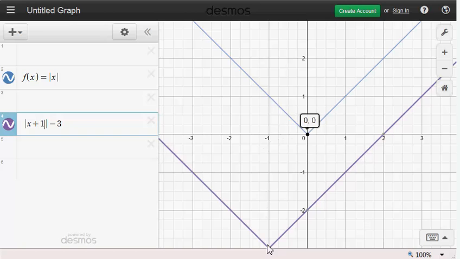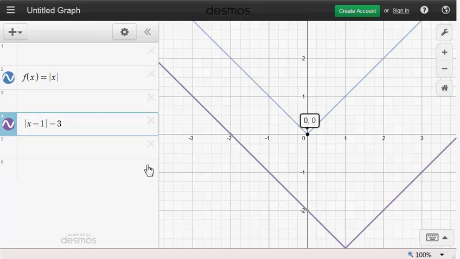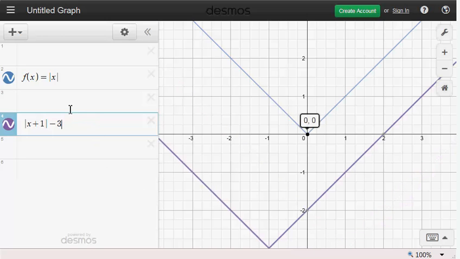In fact, this is the exact goal for our particular problem. But just so you know, had I subtracted 1 on the input, it would have moved the graph to the right 1, and then the -3 moved it down 3. Let me change it back to the one we wanted. So the answer to our question is absolute value of the quantity x plus 1, and then subtract 3.